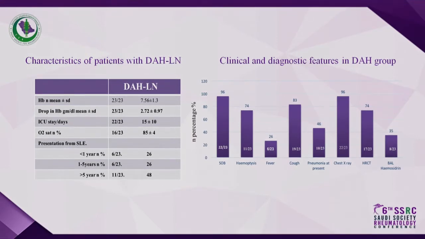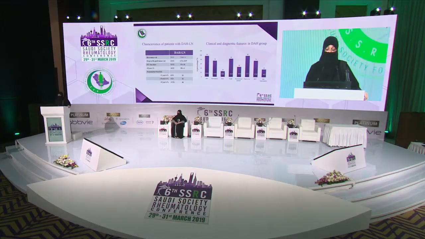Regarding the presentation of SLE, the diagnosis of diffuse alveolar hemorrhage from the onset of lupus, we had about 53% that occurred within the first 5 years of diagnosis. For the common clinical presentation as well as diagnostic features, shortness of breath was the most common, followed by cough, 83%, hemoptysis, and fever was seen in about 6 patients.